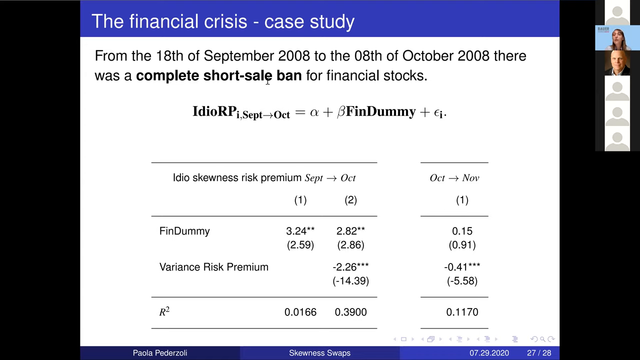but the short sale ban was relieved, then if I compute the same regression with the financial damage, I don't find the significance. So clearly this doesn't prove any causality, but it shows evidence that there is a connection between short selling frictions and idiosyncratic skewness risk premium. So the two markets are connected. In the literature, it's already here and there, and here I'm completing with my methodology.